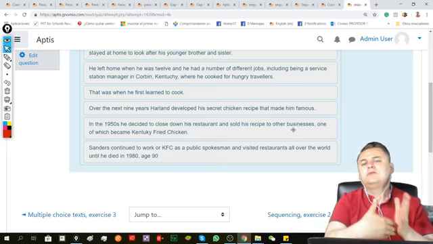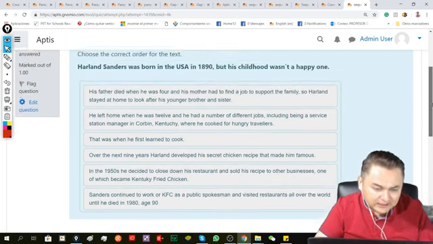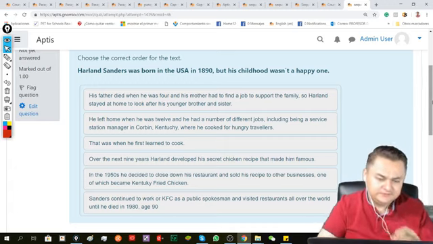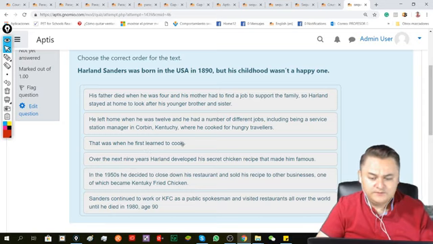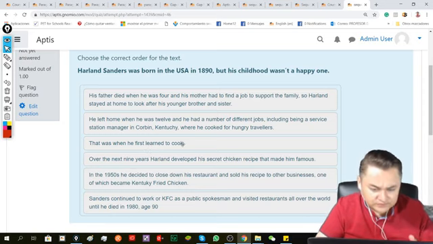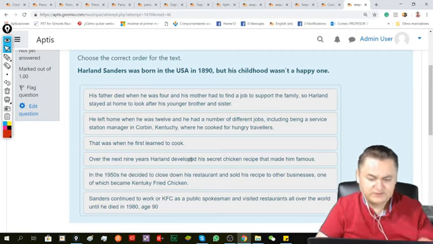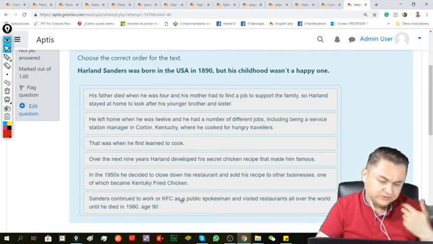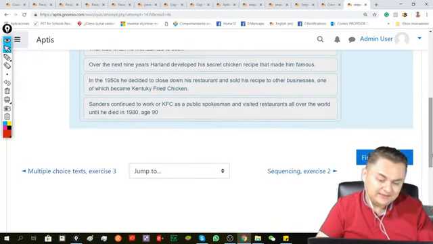So this is how the actions develop in a timeline. First, he was born. Then his father died. Then he leaves home to work. Then by working hard, one of his jobs involves cooking. Then he started learning how to cook, and then he developed the recipe, then he sold the recipe to a company, and then he continued working for that company until he died.